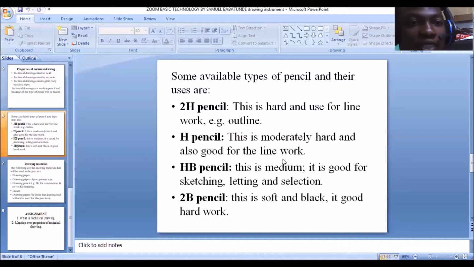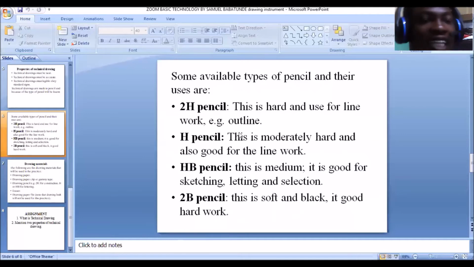Then the 2B pencil, this is the softest. We say this is soft and black. Mainly, this 2B pencil is what we use for artwork. Like if you see what I wrote here, 2B pencils, it's good for art work. Like it's used for art work, because it is soft and black.